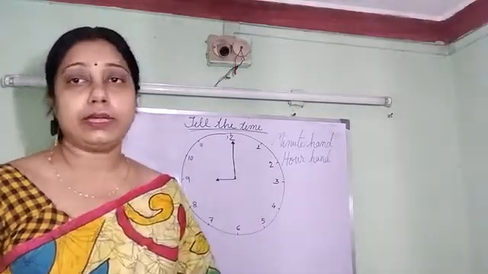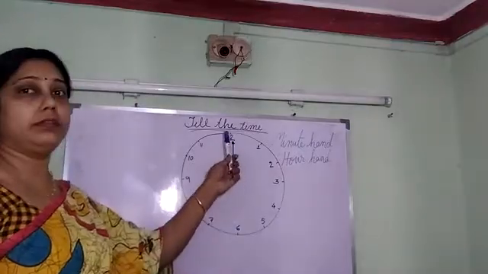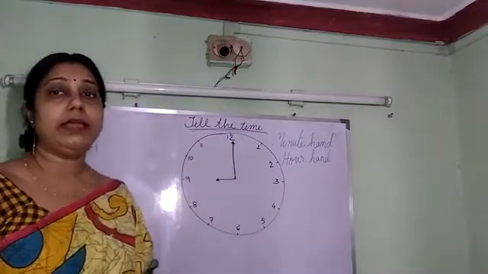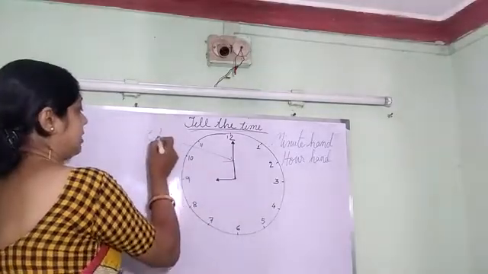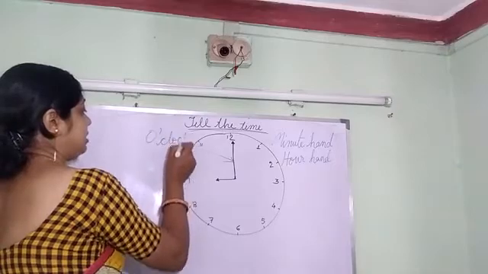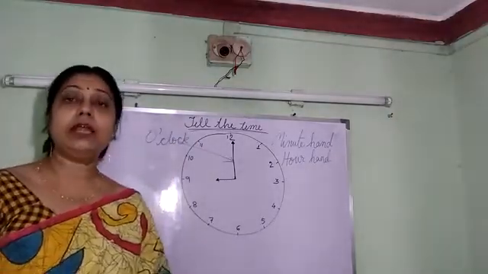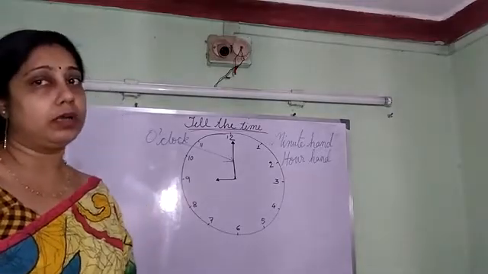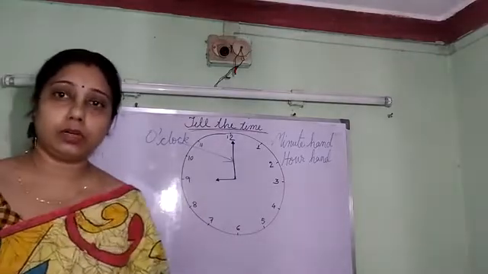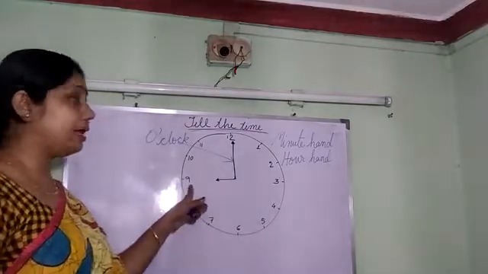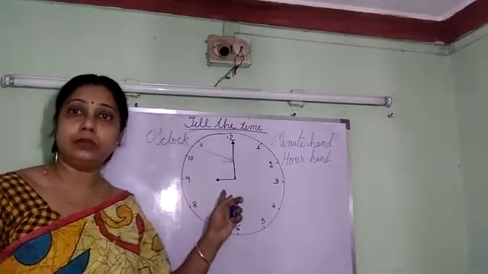Now, when we are telling about o'clock, whenever the long hand is at 12, it means it is o'clock. Whenever the long hand is at 12, we will treat it as o'clock. Now we can see the long hand is at 12, and then we are going to see the short hand. The short hand is at 9. That means 9 o'clock. We are going to tell it as 9 o'clock.